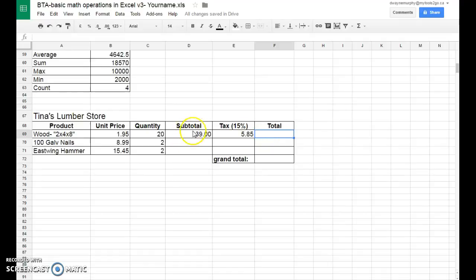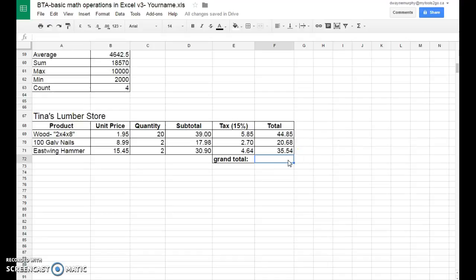Now your total, if your subtotal is 39 and your tax is 5.85, what is your total? You need to add these two numbers. So I'm going to say equals the subtotal plus the tax. Okay. Now I'm going to highlight these three cells, and for the next two rows, it's the same calculation. So I'm just going to fill down. Isn't that cool? You fill down by dragging the fill handle.